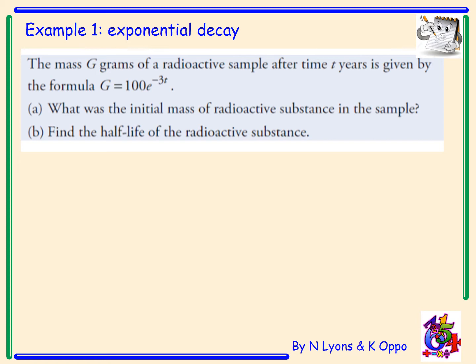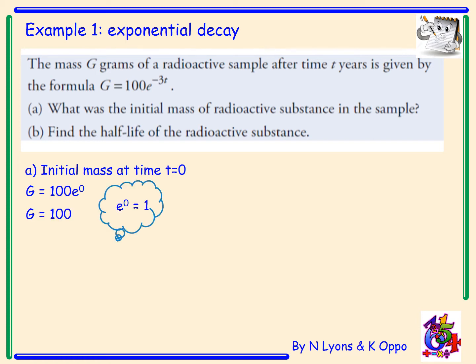Now let's think about it. At the beginning, initially, when t equals 0. So the initial mass is found when t equals 0. That's the start of my observations. If I substitute t equals 0 into the equation, that gives me g equals 100 times e to the power 0. That gives me 100, because you need to remember that e to the power 0 equals 1. So the initial mass is going to be 100 grams.